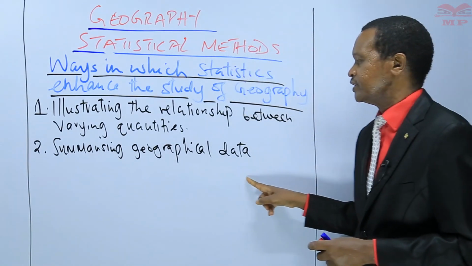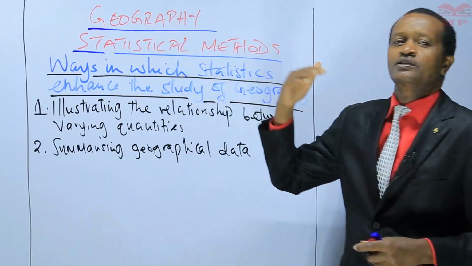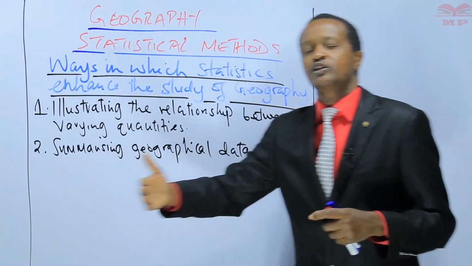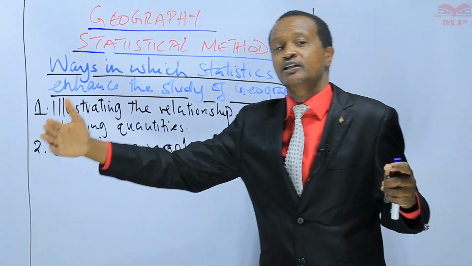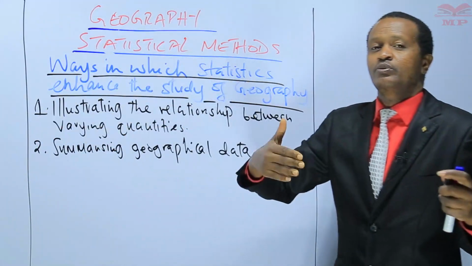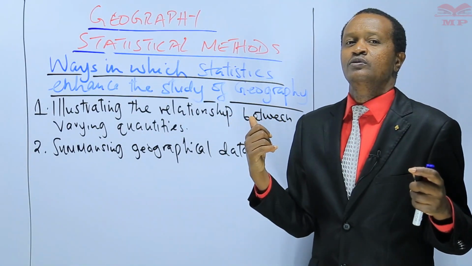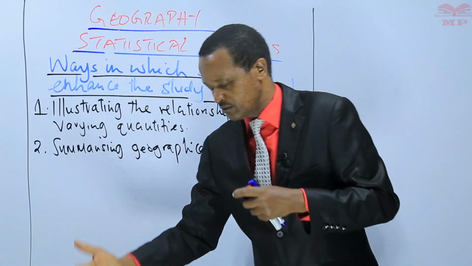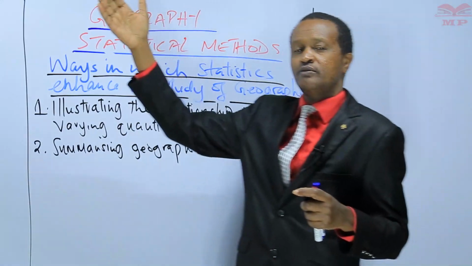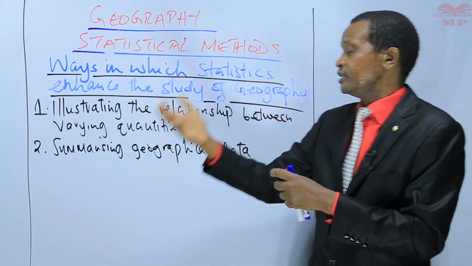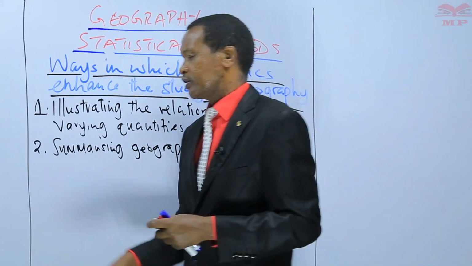Summarizing geographical data. It can be temperatures in a certain place, learners, right? Because geography deals with the study of the earth, geo. The earth has many things. It has birds, we have air, we have soil, we have weather, and so on. Maybe in terms of determining the amount of rainfall in different regions, you can have the data collected, then summarize it, get the mean rainfall, for example. So summarizing geographical data.